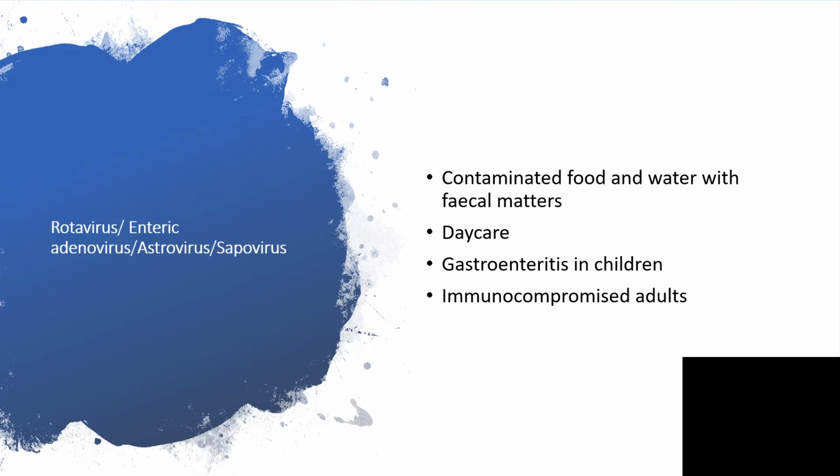You can also have rotavirus or enteric adenovirus, astrovirus, or sapovirus. They could be acquired through food and water contaminated with feces. They're also responsible for some outbreaks at daycare centers and gastroenteritis in children. It is found mostly, or the effect is more pronounced, in immunocompromised adults.